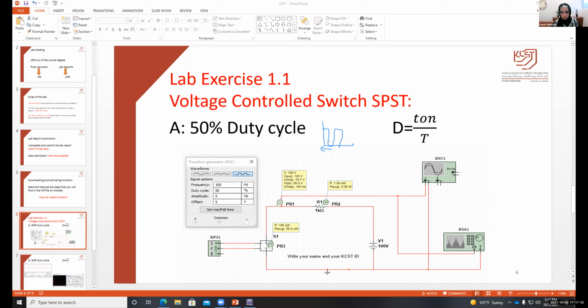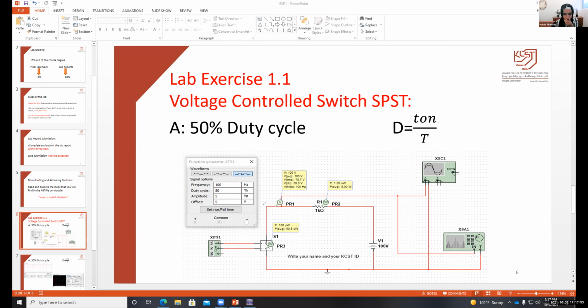This period of time that contains T on and T off is called the periodic time, T capital. So dividing T on by T capital gives us the duty cycle, which means that 50% of the time the switch is closed and 50% of the time the switch is open. Okay.